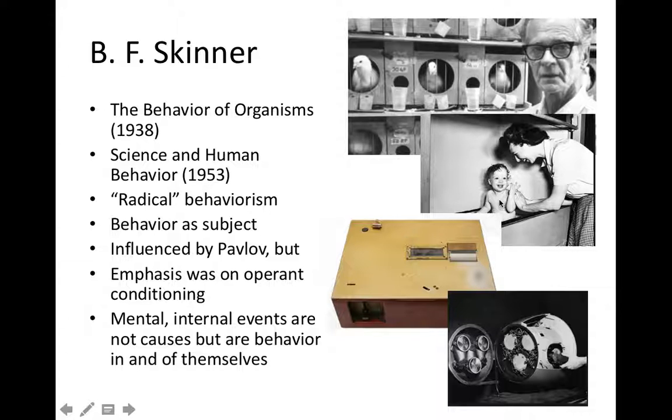This is a picture of his daughter Debbie and his wife in what he called the baby tender. He built a box in which children could live, which he called an air crib. He was thoroughly criticized and abused for this picture and the air crib, because people thought that he was treating children like he was treating his pigeons. He was just putting them in boxes.